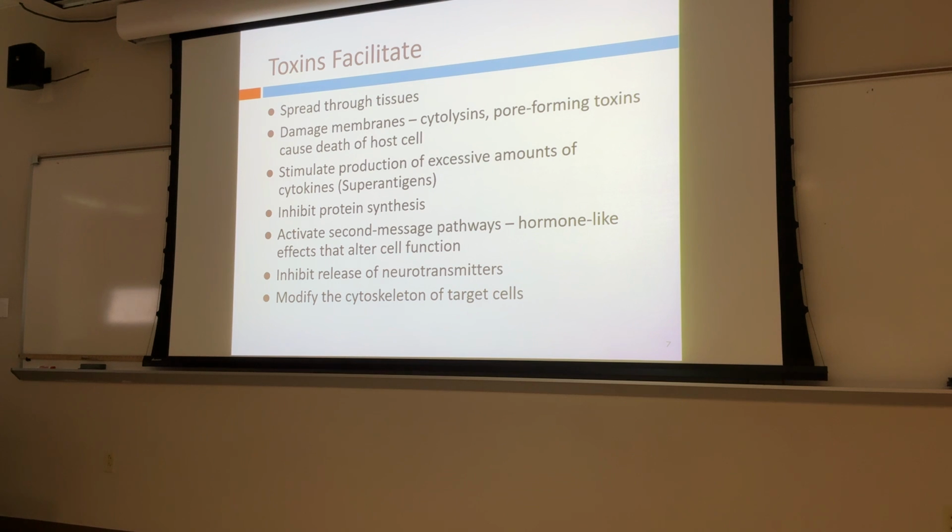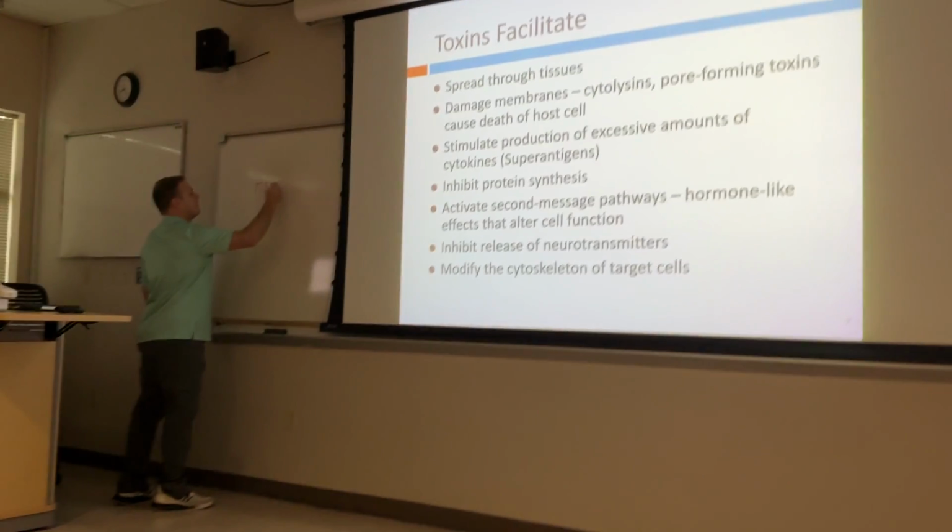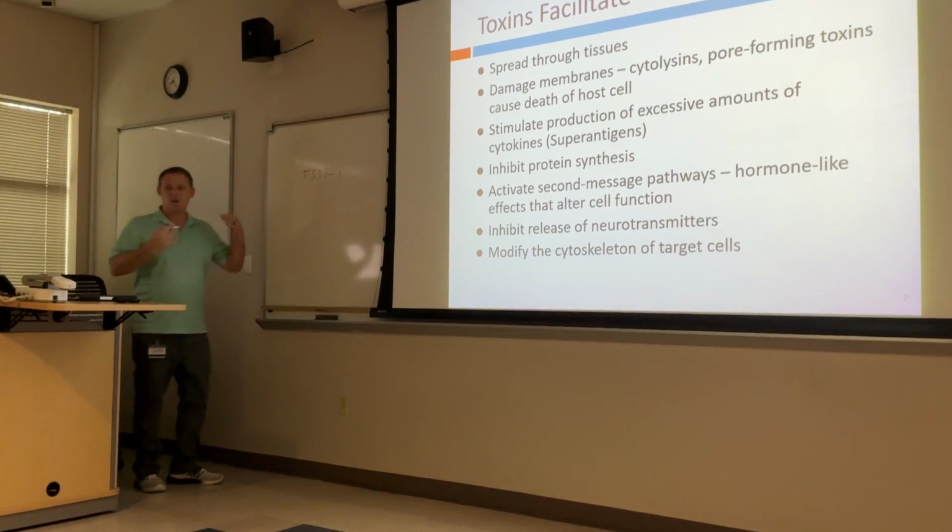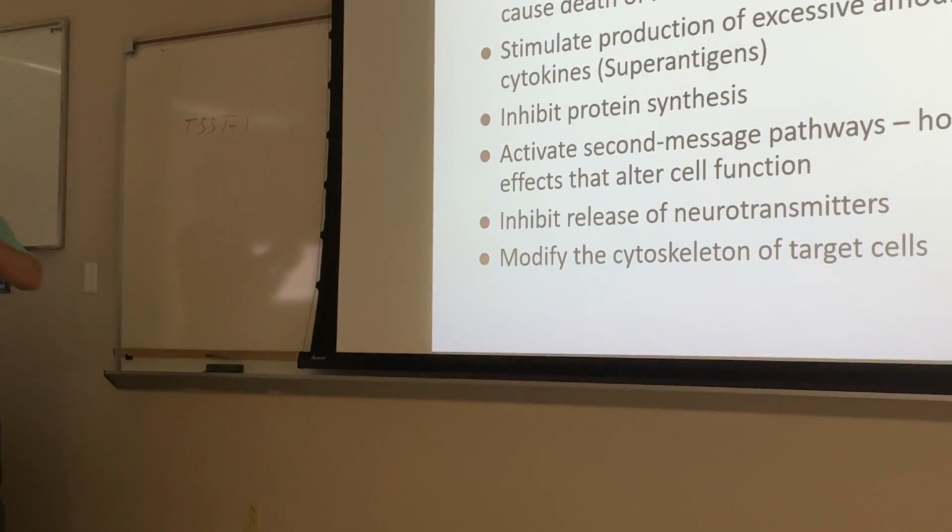Toxins can stimulate production of excessive amounts of cytokines. So we'll talk about that. We talk about toxic shock syndrome toxin 1 and 2. Staph aureus can make that. You typically see it referred to as TSST-1. Why is it called TSST-1? Because there's also a TSST-2.